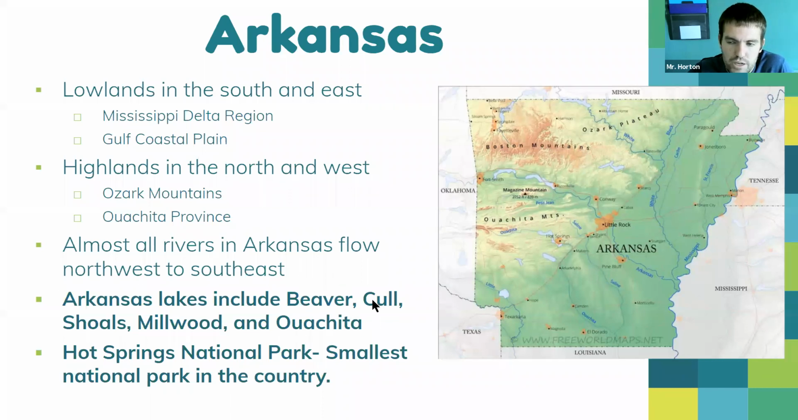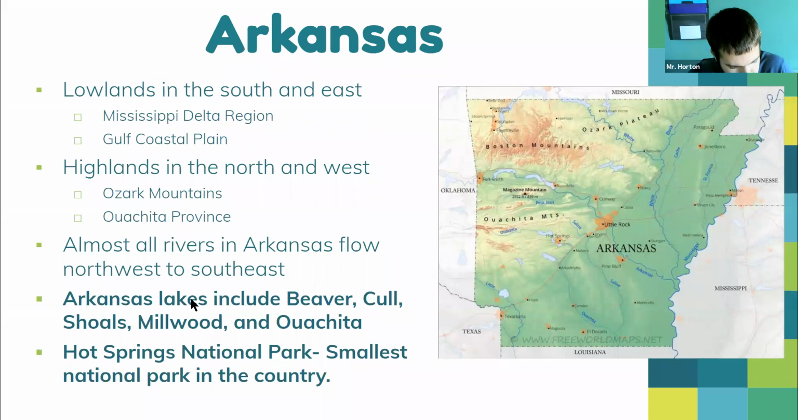So that's what that bullet point is, what you're writing down for Arkansas. So it includes lakes like the Beaver, the Call Lake, the Shoals Lake, the Millwood, and the Alchita Lake.